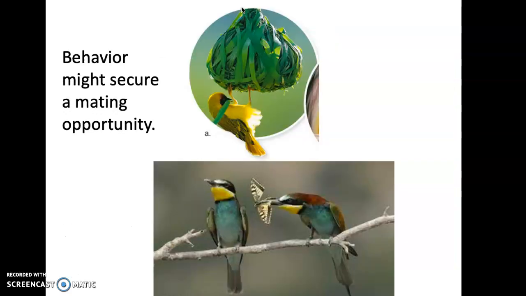There's the builder of a nest again, the hanging nest, and then below is another example. These are all tropical birds. They're not around here. Here's the male making a food offering to the female of a butterfly, saying, okay, I'm a great male. Look, I'm a good provider. Look at the food I bring you.